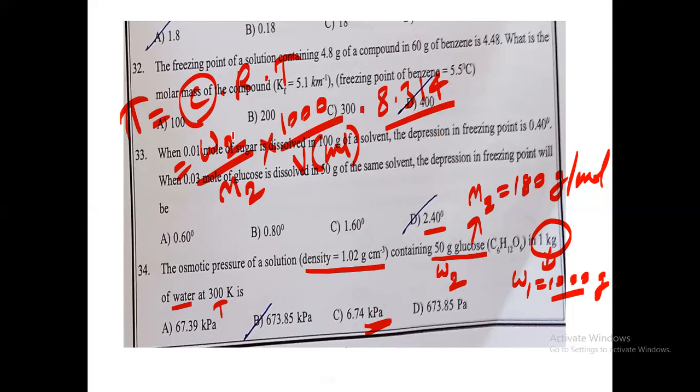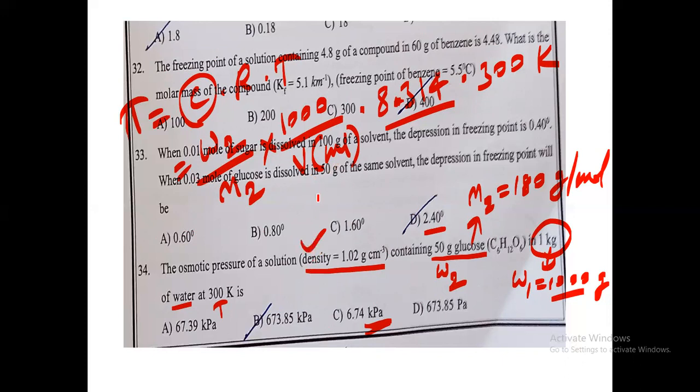So like that, weight of solute by gram molecular weight of solute into 1000 by volume in ml into 8.314 into how many Kelvin here? 300 Kelvin. Okay. Now volume of solution is to be calculated. Density is given here. When density is given, we can calculate volume of solution.